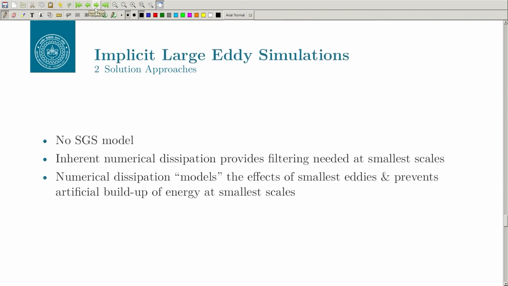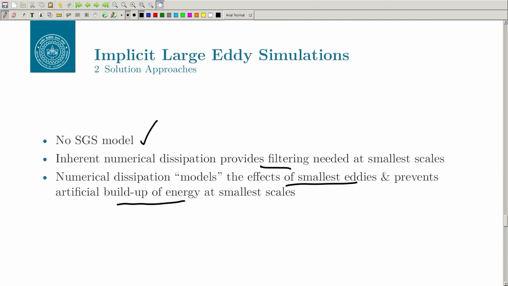This is what I was saying: when you have the implicit large eddy simulation, which is ILES, you do not use an SGS model, and you make the argument that the numerical dissipation provides the filtering needed at the smallest scale, and it models the effect of these smallest eddies, and it prevents the artificial buildup of energy at the smallest scale.